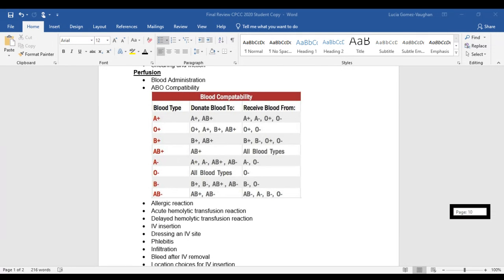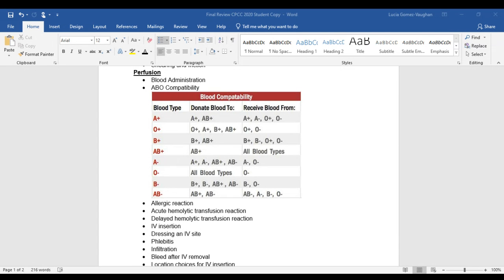So let's go over IVs and perfusion. Blood. Things to know about blood. It should never hang beyond 4 hours. So if I hang blood at 8 in the morning, it has to be infused by noon. If I don't get it infused, I'm going to have to throw it away because if it hangs longer than 4 hours, it's going to be at a greater risk to grow bacteria.